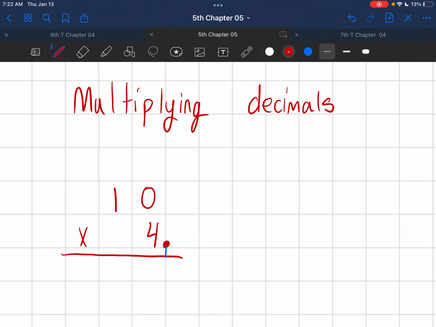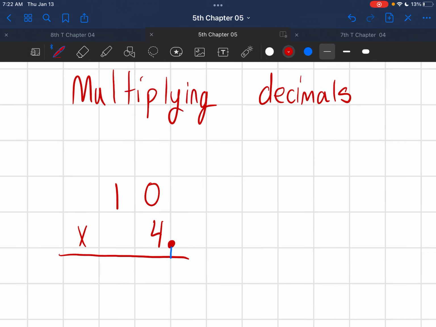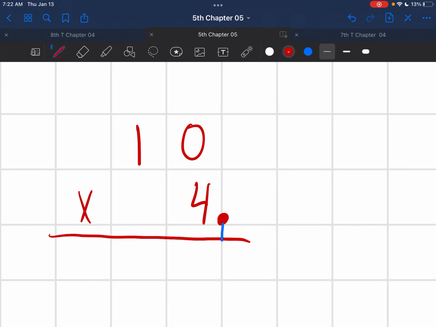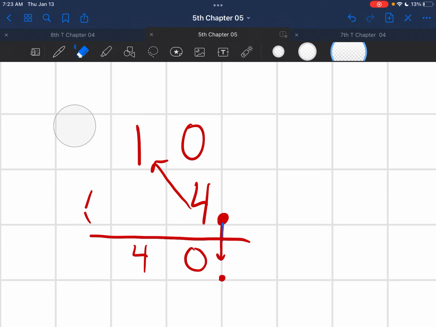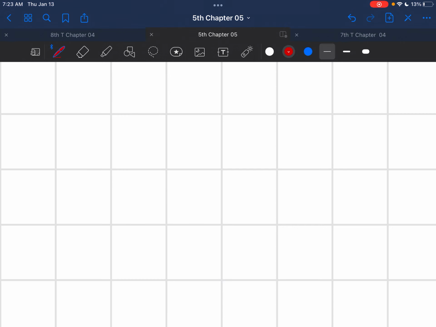So we have the number 10 times 4. How would we multiply 10 times 4? Just like regular, we're going to do 4 times 0 is 0, right? And then 4 times 1 is 4. So the answer for this problem, and then there's your decimal, right? It goes right down there. It is 40.